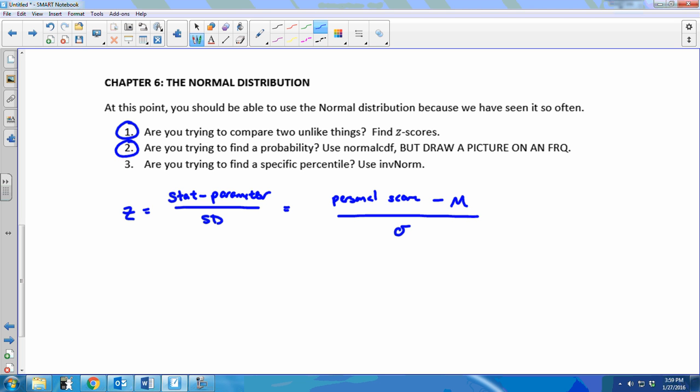Are you trying to find a probability? Then you use normal CDF. You guys are pretty good at that. Make sure on a free response question you draw a picture. You need to draw the model. If you write normal CDF, they don't care. Draw the picture shaded in. It doesn't take very long.